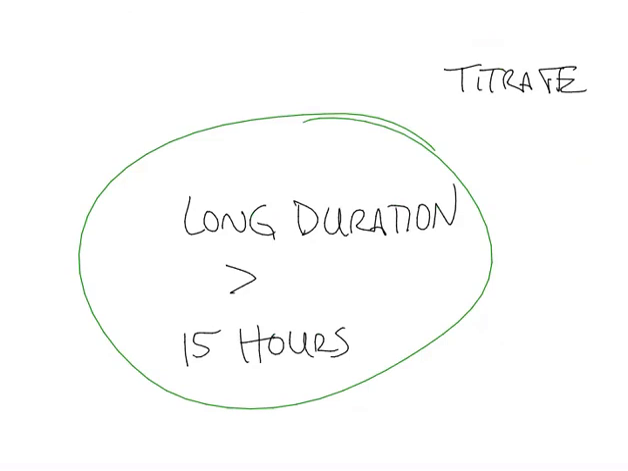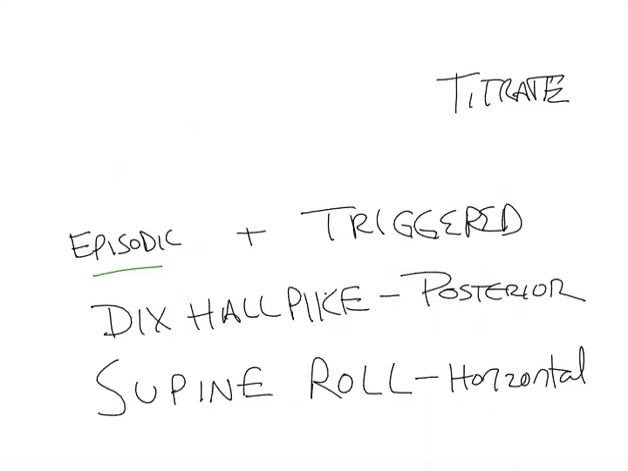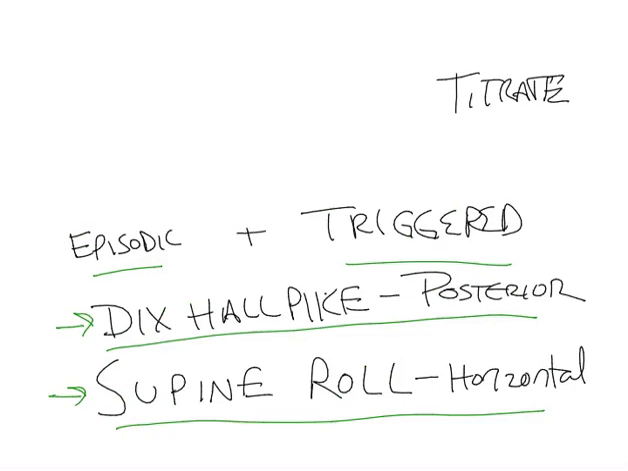then you can subcategorize that into triggered or spontaneous. Triggered or spontaneous can then be further broken down. Episodic plus triggered means that you are able to elicit the dizziness only when you do something to them. In that case, you would try to do a Dix-Hallpike to look for posterior canal BPPV, or you would do a supine roll to look for horizontal canal BPPV.